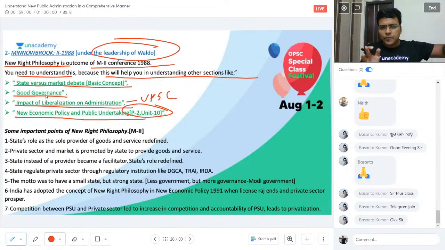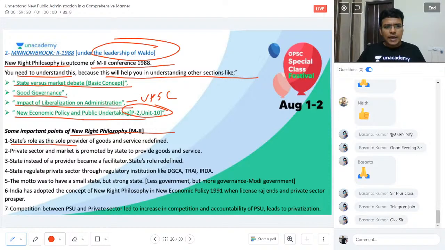Nanny state. Earlier there was a nanny state, only government. Now, not government but the private sector and market provide goods and services, and government plays the role of a regulator. Some important points of New Right philosophy, I am discussing the important points.